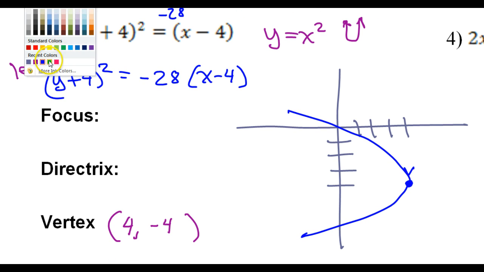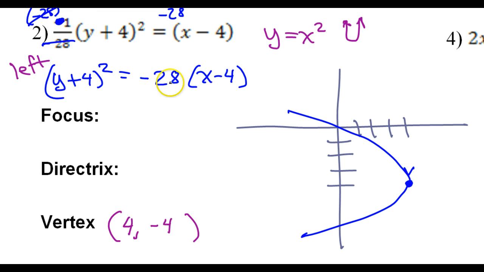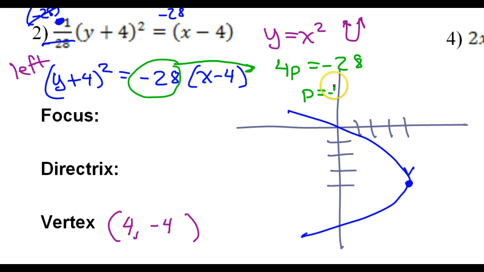So the p-value is going to come from this -28, don't you know? All right, because I know that 4p is going to equal -28. If I divide both sides by 4, I'm going to get p is equal to -7. Okay, so that -7 tells me where to put the focus. I'm going to go left 7 from the vertex.